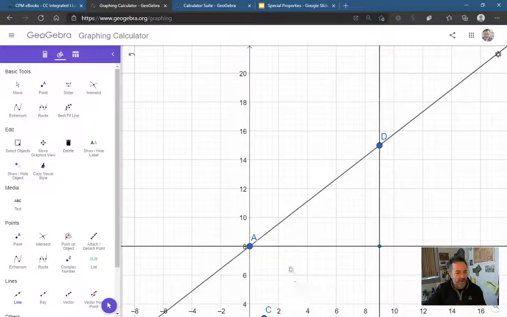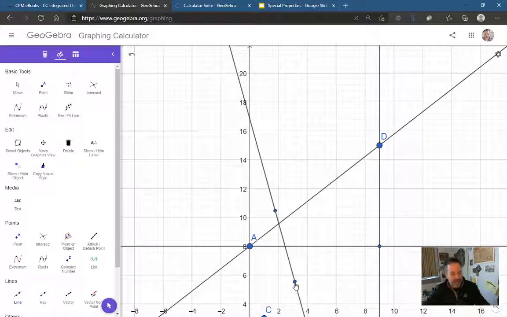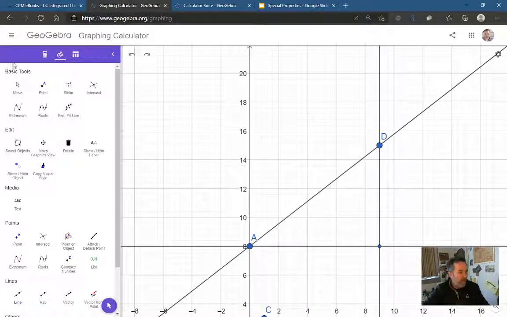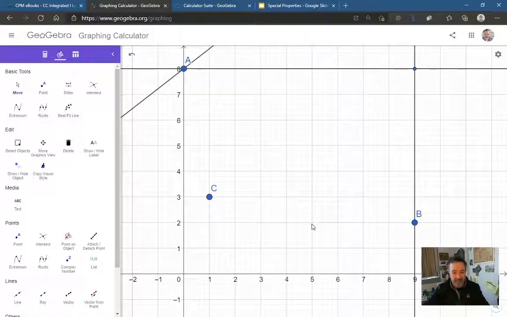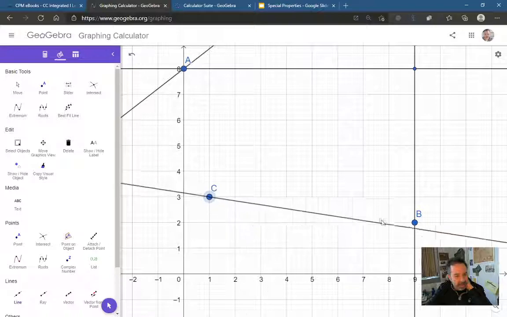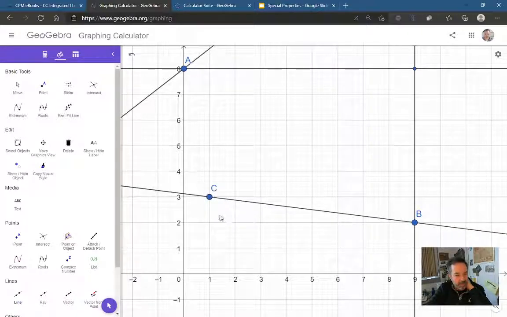So if I want to find the length of the other segment down below, that was the segment CB, I'm going to do the very same sort of thing. I'm going to grab this line tool, and I'm just going to go from C to B. So we can visualize we're trying to find out how long that line is that connects C to B.